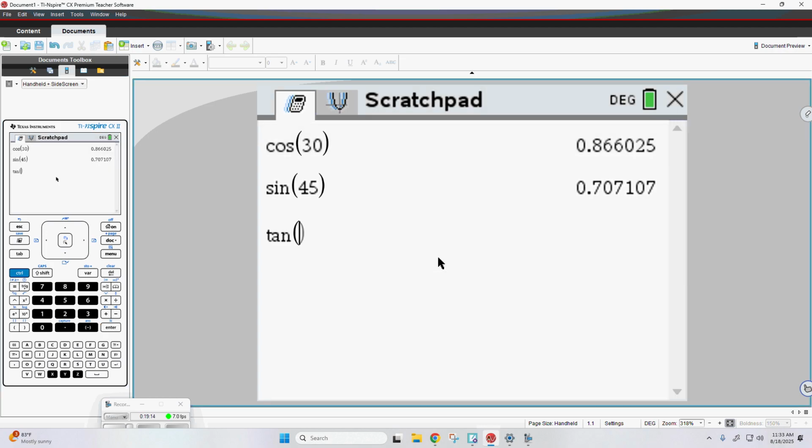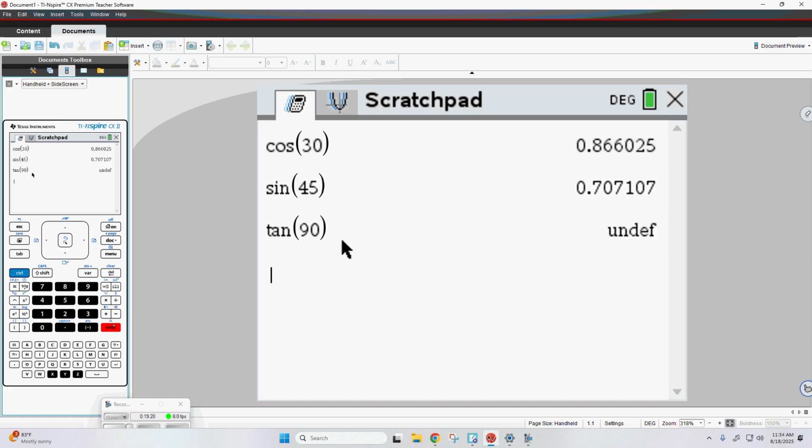Tangent of 90. What am I going to get? Undefined. So this is our first time that we're going to see that certain trig functions won't exist when I plug in certain angle measures. And there's a specific reason for this. The reason it happens is, what's the one thing you can't divide by? You can't divide by 0. So that's essentially what we're doing here.